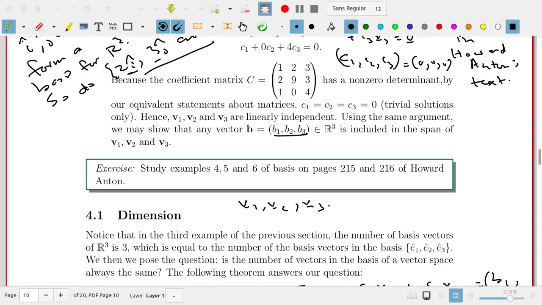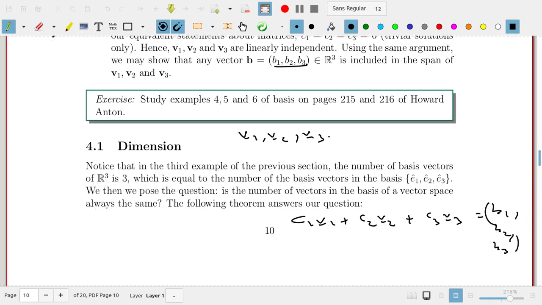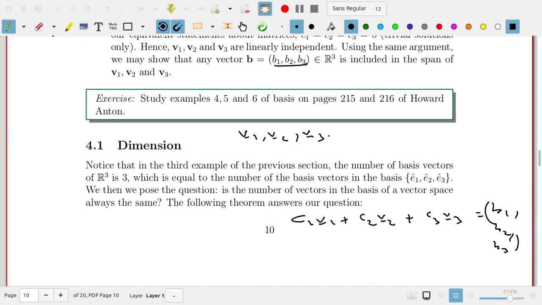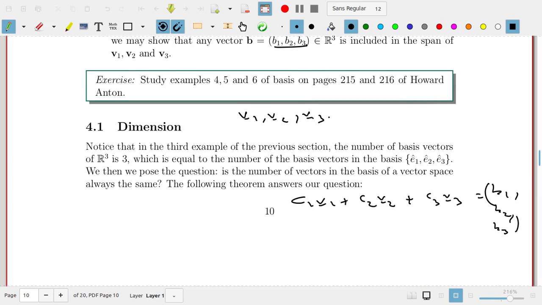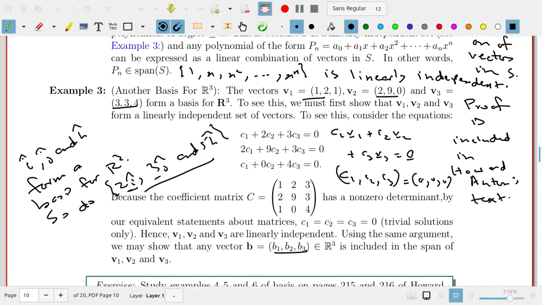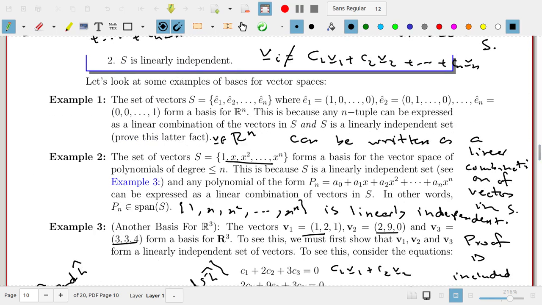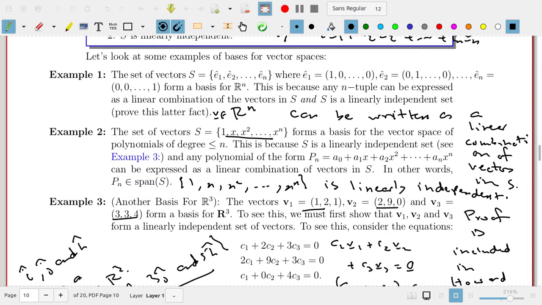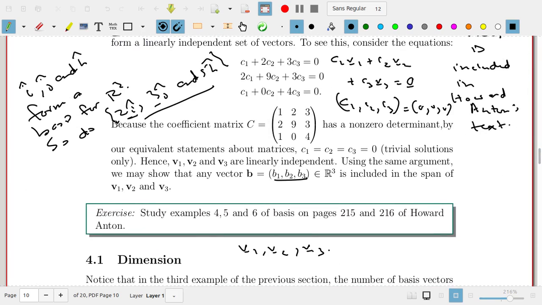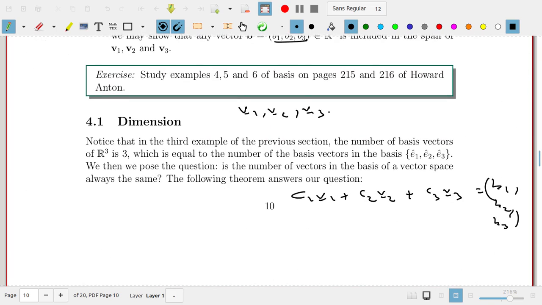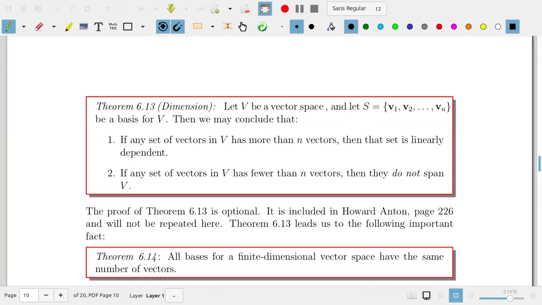Okay, now we look at dimension, the dimension of a vector space. Notice that Rn, the first example, has n vectors in its basis, and R3 has 3 vectors in its basis. Now, can Rn have more than n vectors, or fewer than n vectors? Or can R3 have more than 3 vectors or fewer than 3 vectors? Well, the following theorem says no.